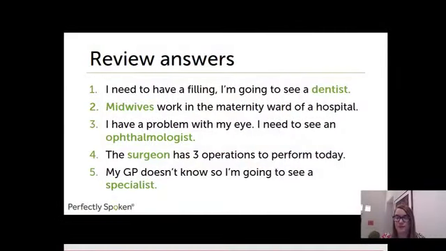Number 2, midwives work in the maternity ward of a hospital. Number 3, I have a problem with my eye. I need to see an ophthalmologist. Number 4, the surgeon has 3 operations to perform today. And number 5, my GP doesn't know, so I'm going to see a specialist.